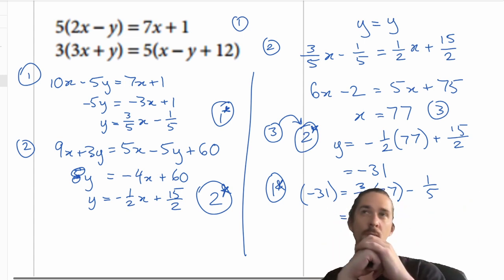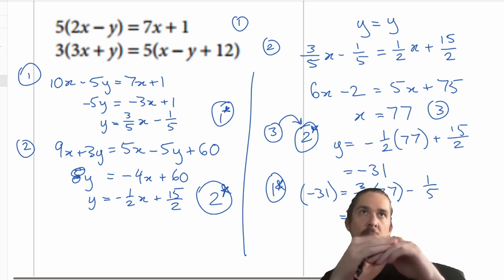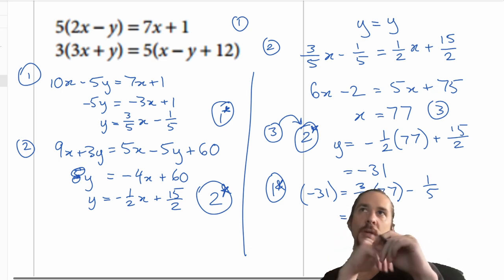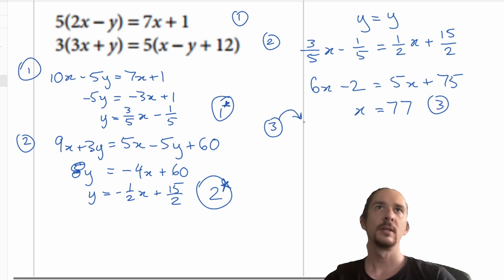So what's gone wrong? When we substitute that into 2 star, we have minus 1/2 of 77 plus 15 over 2. Negative 77 plus 15 is going to be negative 62. And if that's halves, that's a negative 31. But when we check that in equation 1 star, it tells us negative 31 is equal to a positive number, which is obviously impossible.